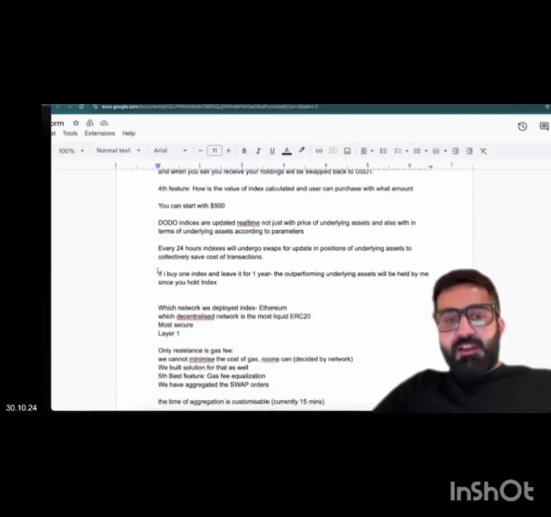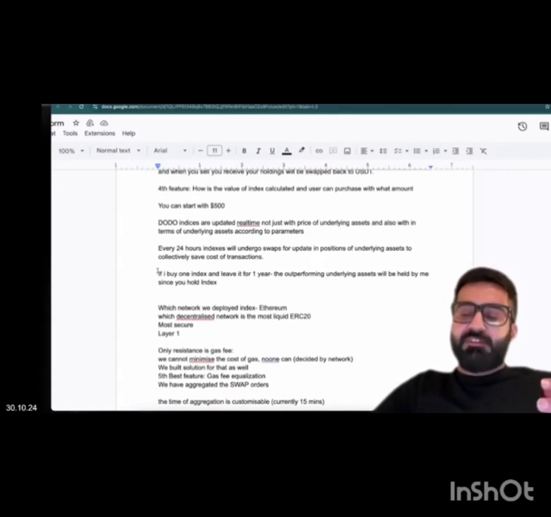So if you buy one index and leave it for 1 year, the outperforming underlying assets will be held by you, since you hold that particular index. I believe this is clear.